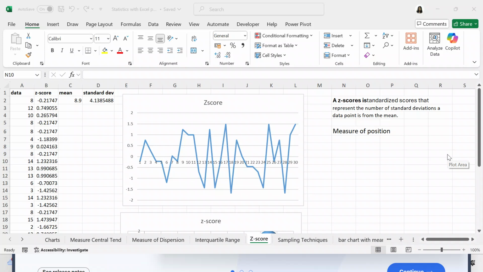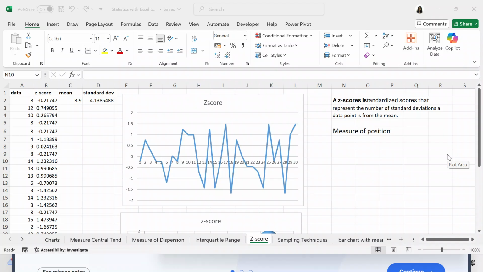In this particular video, what we're going to be talking about is the Z-score. And a Z-score is also a part of the measure of position. A Z-score is a standardized score that represents the number of standard deviations a data point is from the mean.